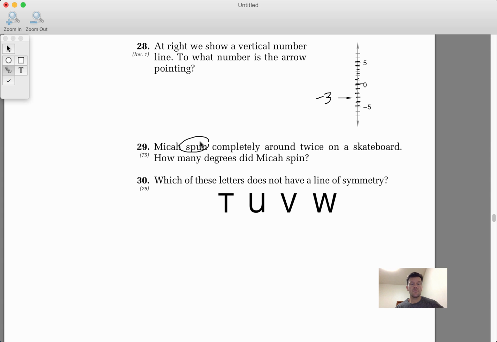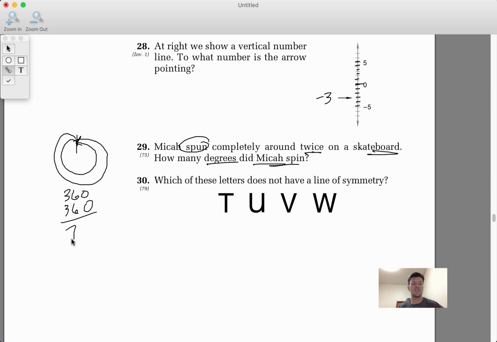If Micah spun completely around twice on a skateboard, how many degrees did Micah spin? Well, if you go around once, that's 360 degrees. If you go around a second time, that's another 360 degrees. So 360 and another 360 is going to be a total of 720 degrees. If you just spin around halfway, that's 180. Okay, a full circle is 360.